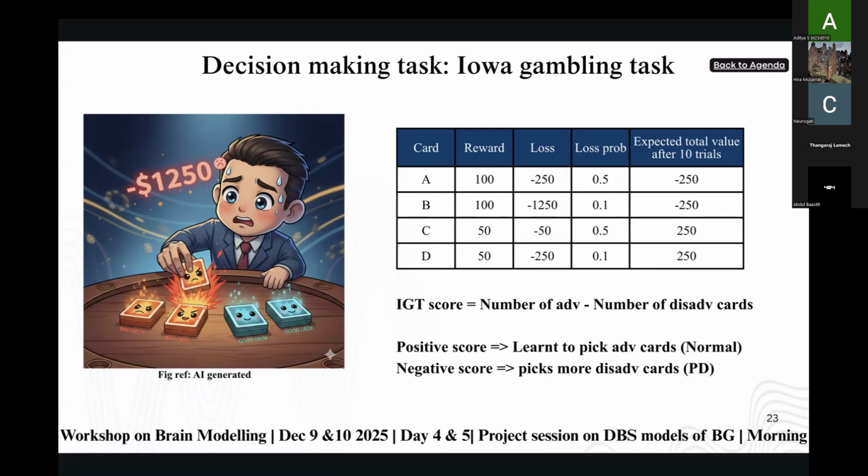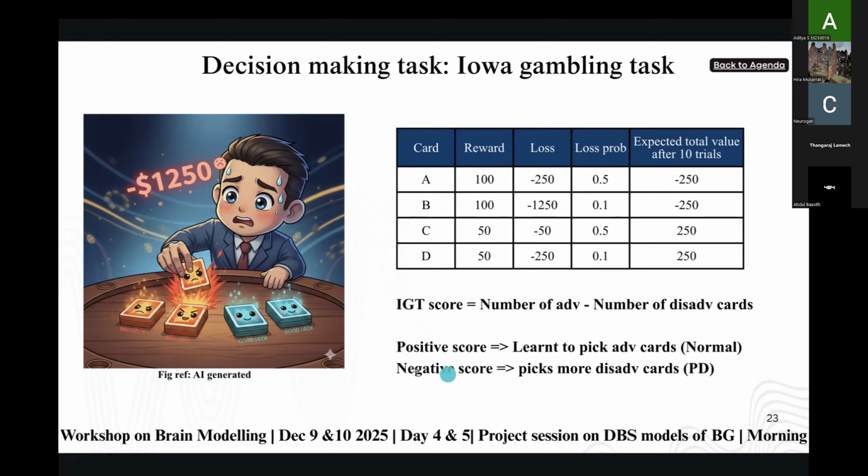To evaluate, we compute something called an IGT score, which is the number of advantageous cards minus the number of disadvantageous cards. I make a person play 100 times and keep looking at this IGT score for every 20 trials, which we call wins. The IGT score is how many times I picked advantageous cards versus disadvantageous cards. If my score is positive, it implies the person might have learned that these are more advantageous over time.